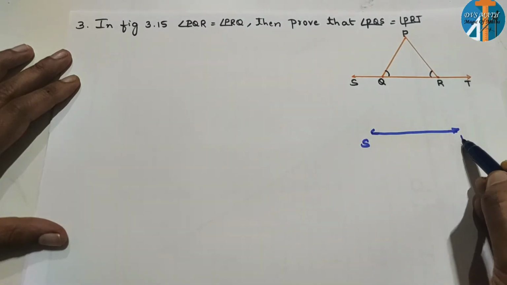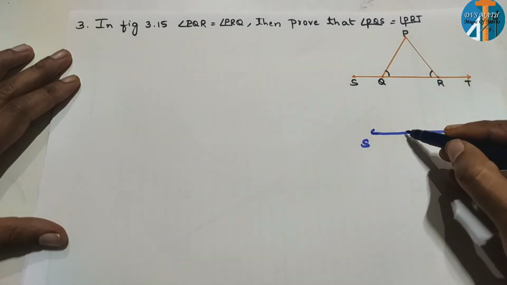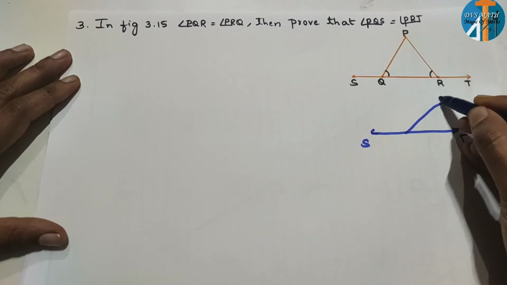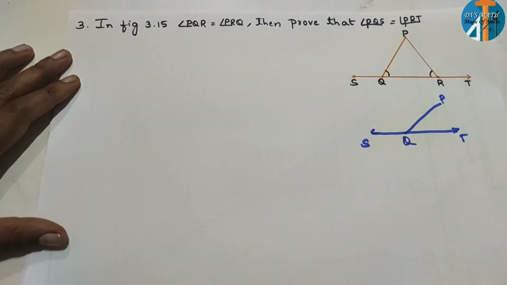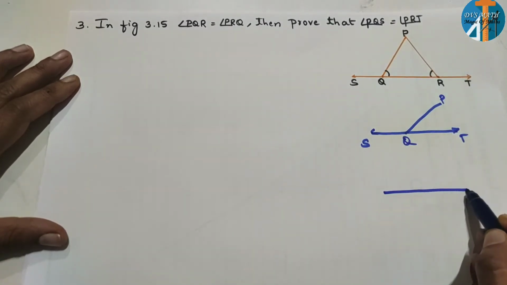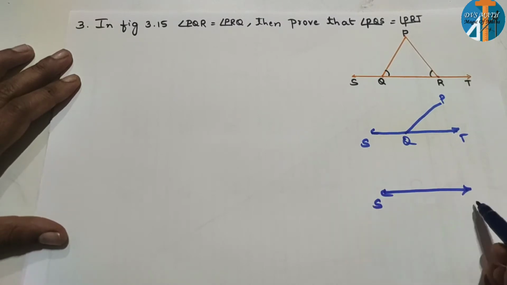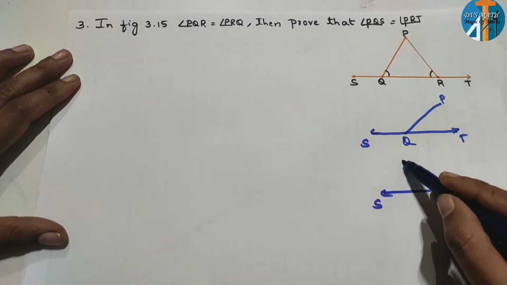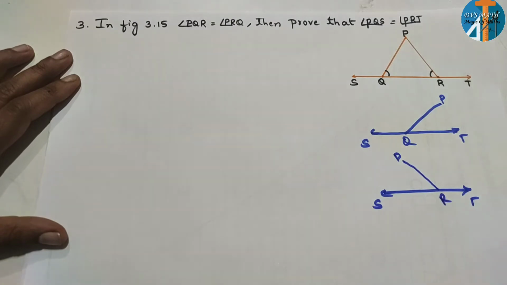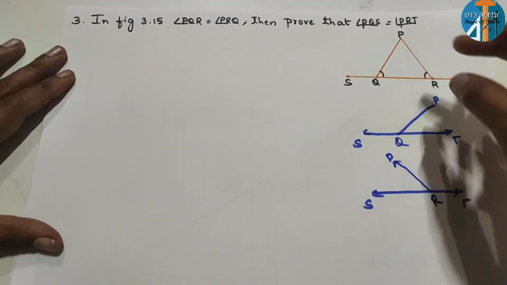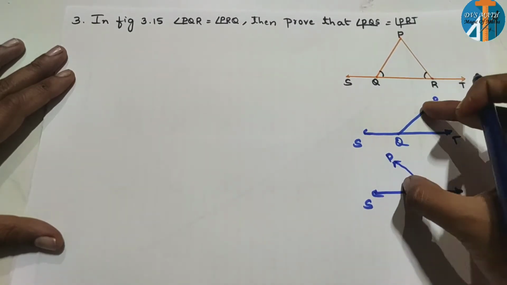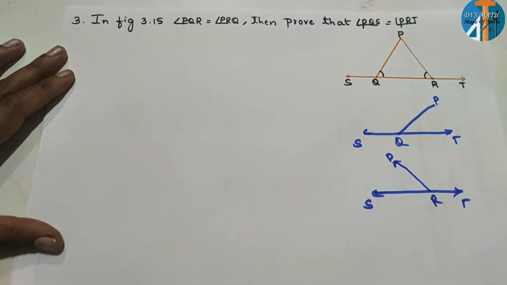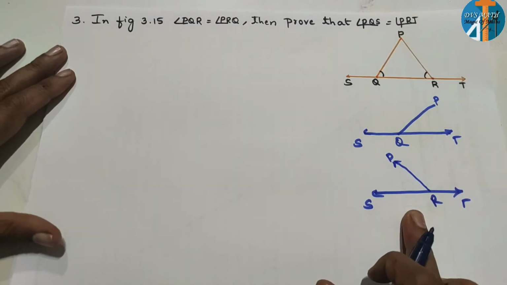T. Another one is P, Q, like this. I took one figure like this. The second figure, observe, same ST. I am taking this one, PR. Okay. Observe these two figures separately. After joining these two lines, it is looking like a triangle. Don't think about that. Only observe this one.